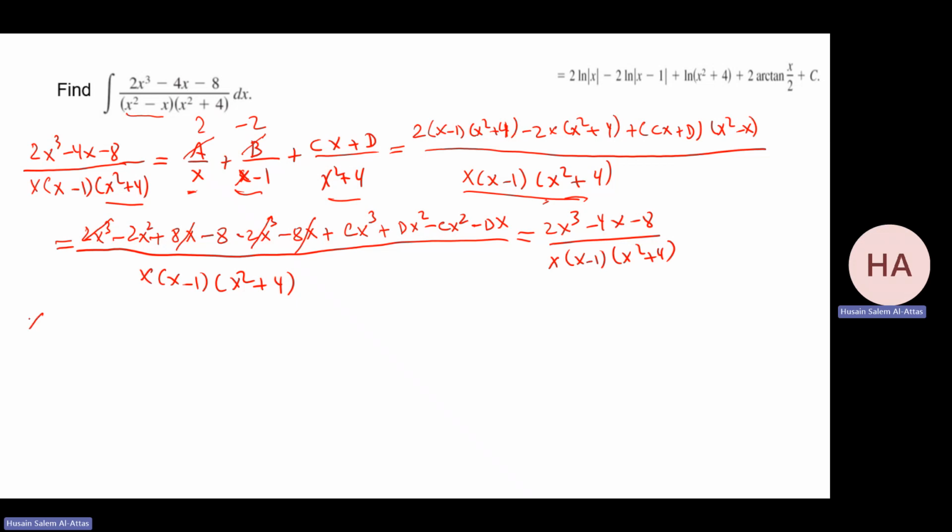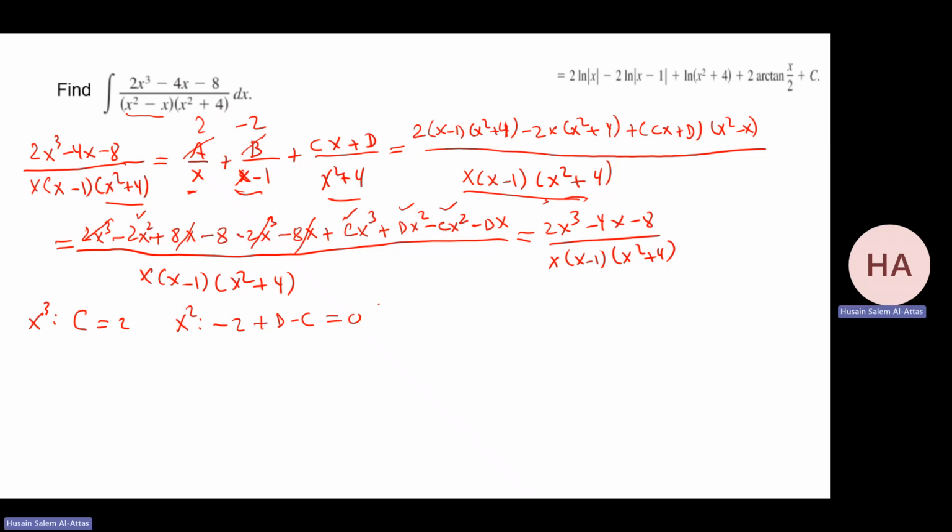Now, coefficient of x cubed. Here is C, and the other side is 2. So C equals 2. Okay, coefficient of x squared. That gives me what? Minus 2, I get rid of C. I get minus 2 plus D minus C, and that should equal to what? To 0, because I don't have x squared on the other side. So get rid of this and get rid of this.